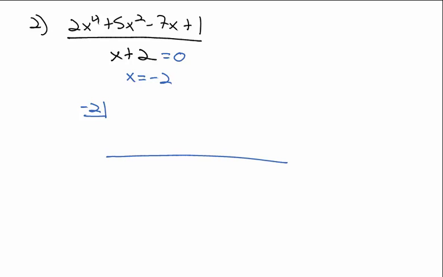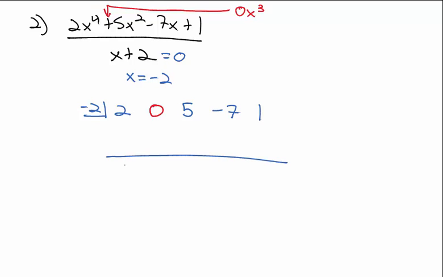Want to be careful as we go across, though. Don't get moving too fast. You might notice we're missing the 0x cubed. Always check to see if anybody's missing. So we're going to go across. We're going to need 2. Don't forget the 0 for the x cubed, then the 5 for the x squared, the negative 7, and the 1. Don't forget the 0. Don't put it in the wrong spot. It must count down 4, 3, 2, 1, 0.